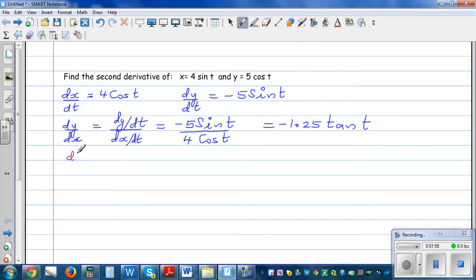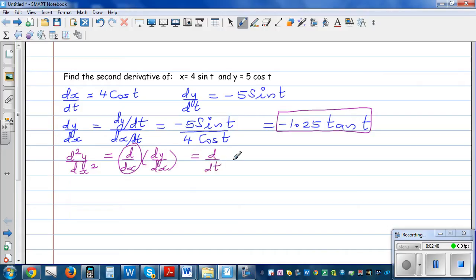So let me again explain how to find the second derivative. We want to find d squared y by dx squared. I don't like to remember formulas, so this is basically the derivative of the first derivative, that is d by dx of dy by dx. Now dy by dx is in terms of t, so you can't differentiate something in terms of t in terms of x. So I want to change this to d by dt because this is in terms of t. So this is the same as writing d by dt of dy by dx.